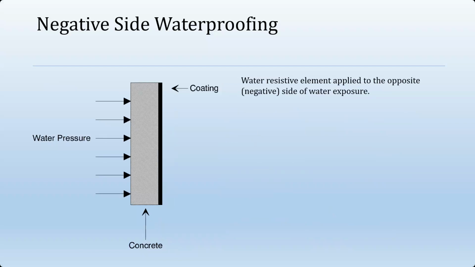So negative side waterproofing is a water resistant element applied to the opposite or negative side of the water exposure, i.e. this would be the interior side of a basement foundation. And probably once every year or so, we get an inquiry where someone asks if we have any type of coating or waterproofing that they could apply to the interior side of their basements. And it's just plain a bad idea.